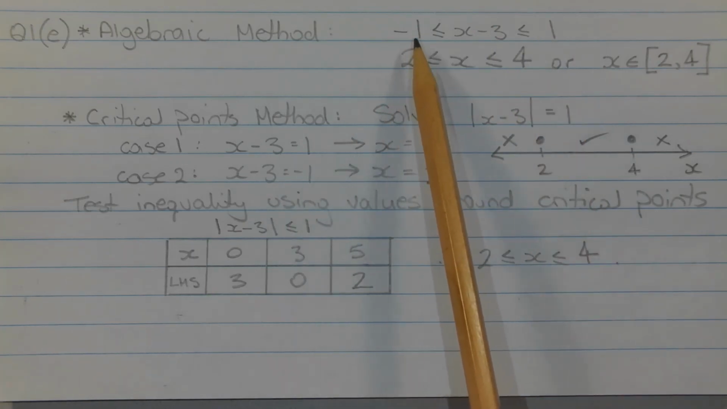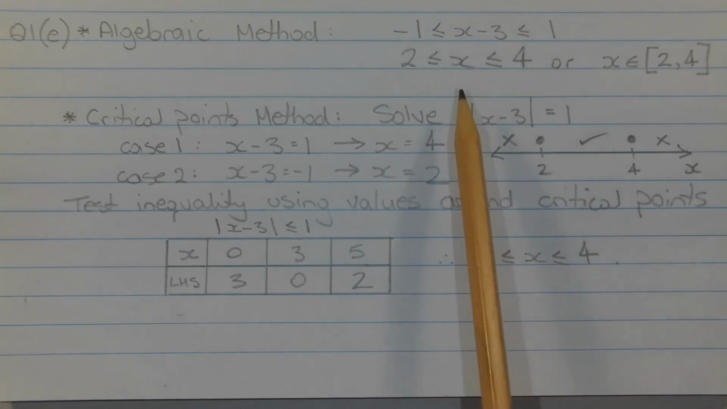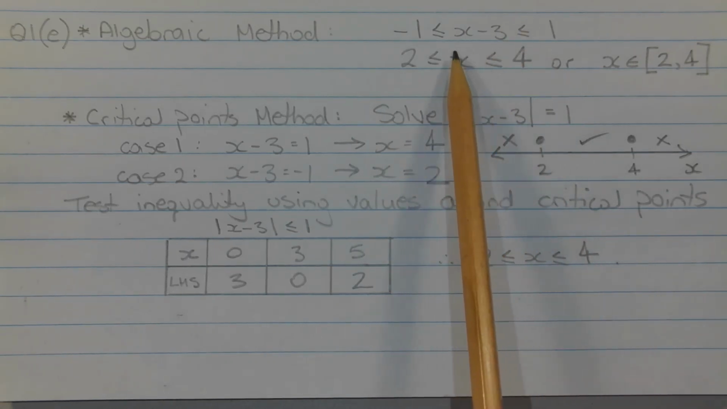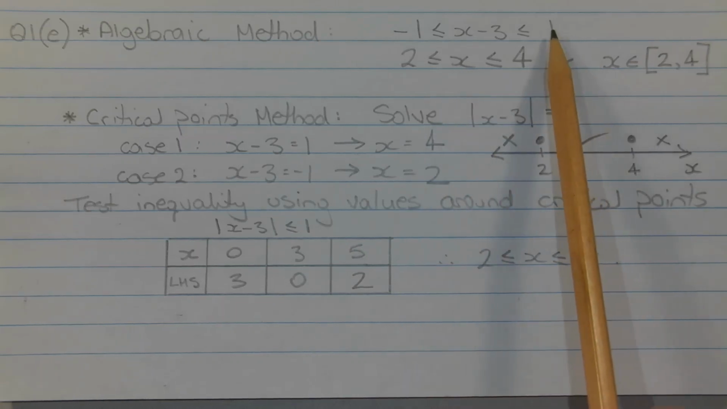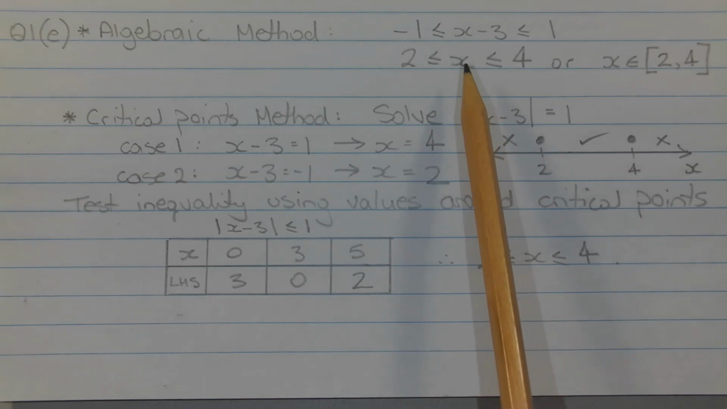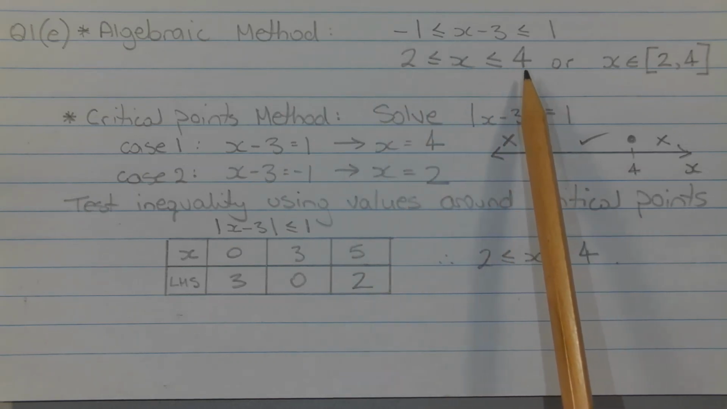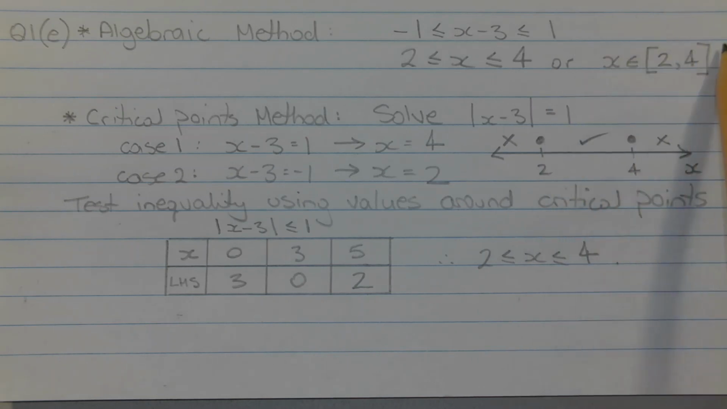So negative 1 plus 3 is equal to 2. X minus 3 plus 3 gives us x, so we've isolated the variable. And 1 plus 3 is equal to 4. Therefore, the solution is x is greater than or equal to 2 and less than or equal to 4. And here is the solution expressed using interval notation. Note the use of the square brackets because the endpoints of the interval are included in the solution.